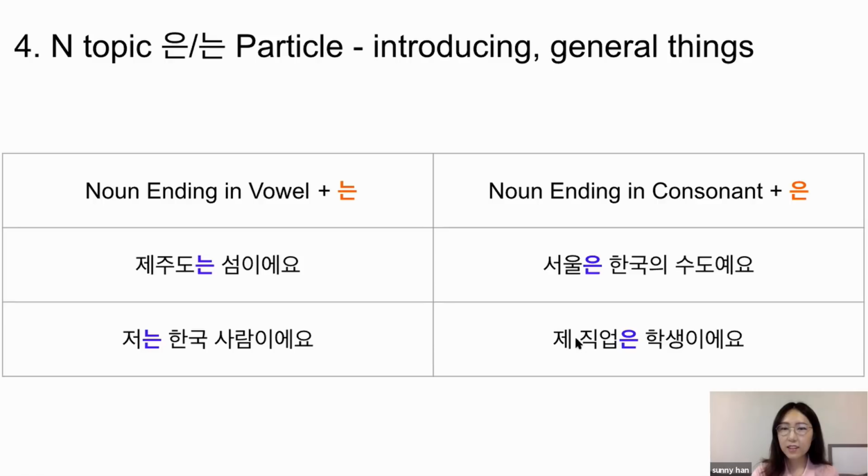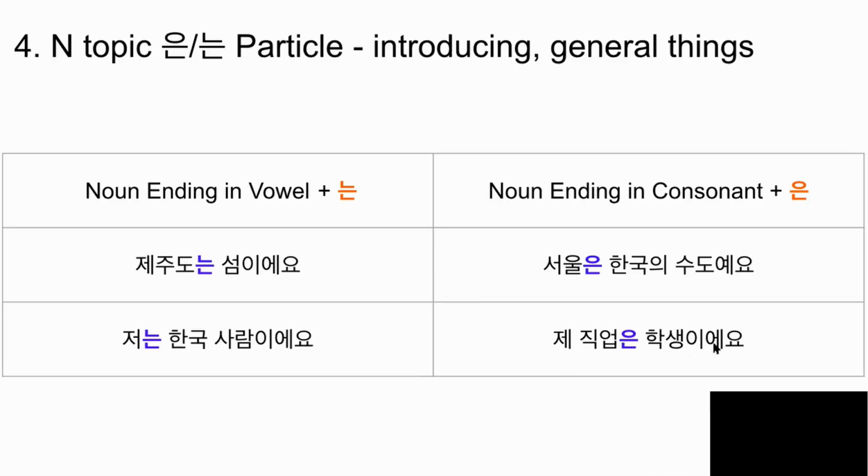My 직업, job, student. My job is a student. 제 직업은 학생이에요. 제 직업은 학생이에요.